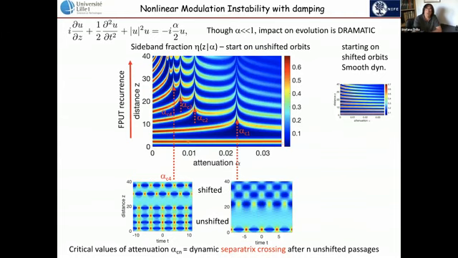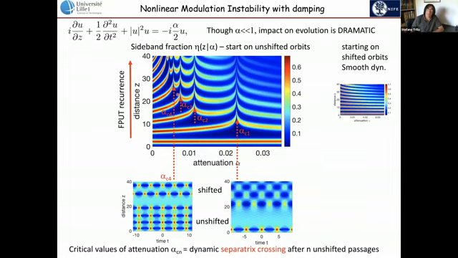And so what I see is the following. The FPUT recurrence is along the vertical axis again, and what I'm looking at versus alpha is that there are critical values of the losses where you can see a very sudden increase in the length of the occurrence of not the first, but the second, the third, the fourth FPUT recurrence.